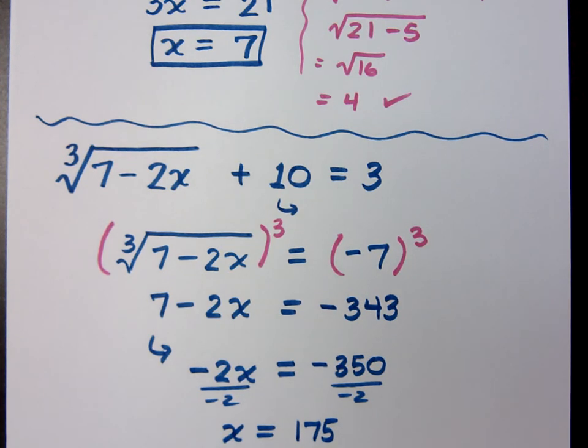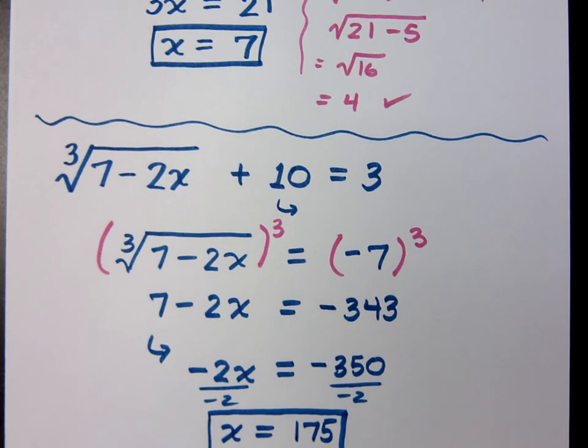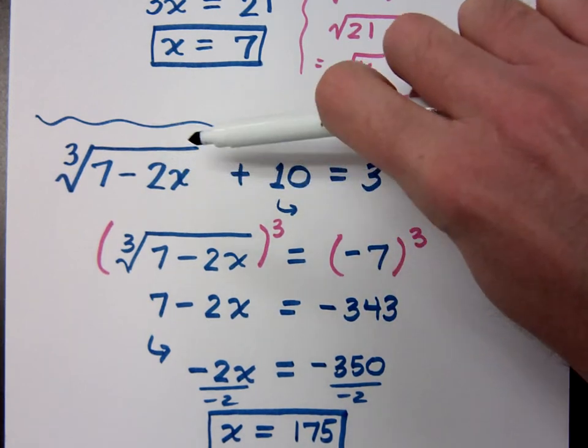Now, just so you guys are aware, most of the time when you're dealing with cube roots, you shouldn't run into extraneous solutions. You really shouldn't. Square roots, you may, because of the way that square roots work. So I will say that x equals 175 is true, and I will let you guys check that on your own to verify that it works out when you plug it into the original equation. Any questions about this?